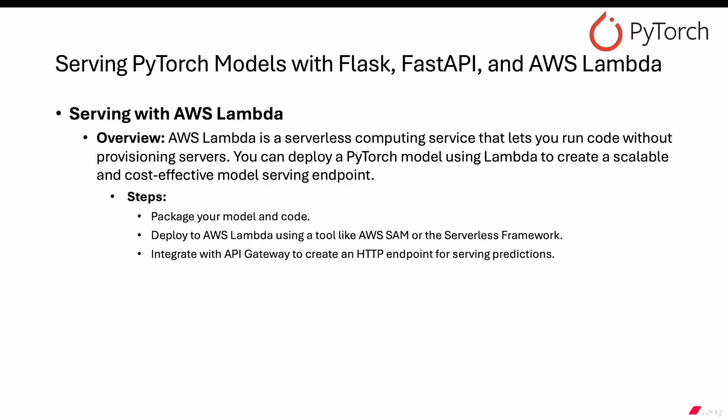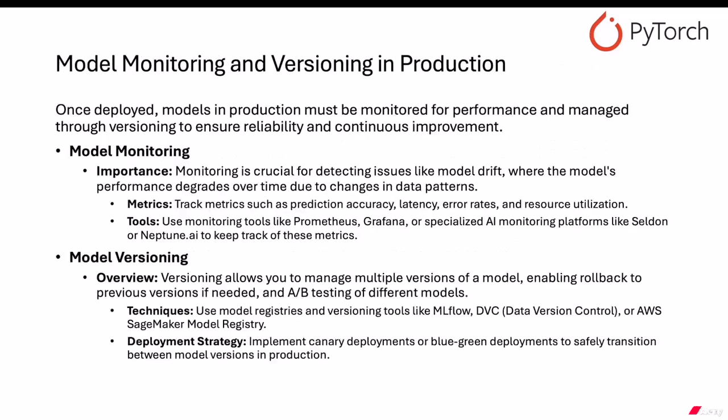Serving with AWS Lambda. AWS Lambda is a serverless computing service that lets you run code without provisioning servers. You can deploy a PyTorch model using Lambda to create a scalable and cost-effective model serving endpoint. Steps are: package your model and code, deploy to AWS Lambda using a tool like AWS SAM or the Serverless Framework, and integrate with API Gateway to create an HTTP endpoint for serving predictions.